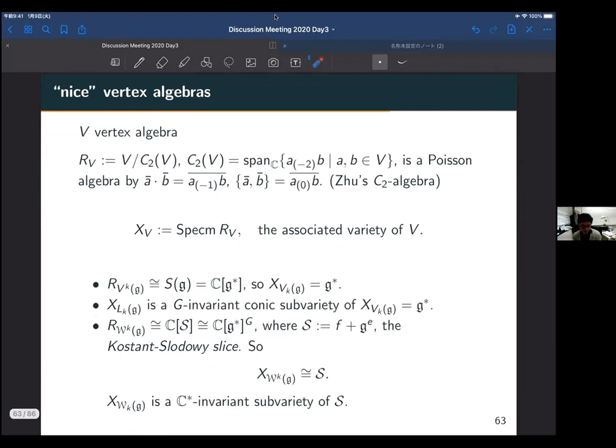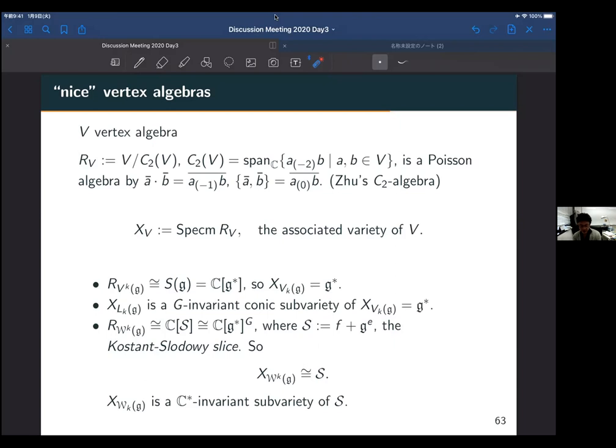In the case of an affine vertex algebra, this C2 algebra is just the symmetric algebra of g, or the polynomial functions on g star. And the Poisson structure is the usual Kirillov-Kostant structure, coming from the bracket of g. So the associated variety of the universal affine vertex algebra is just g star.